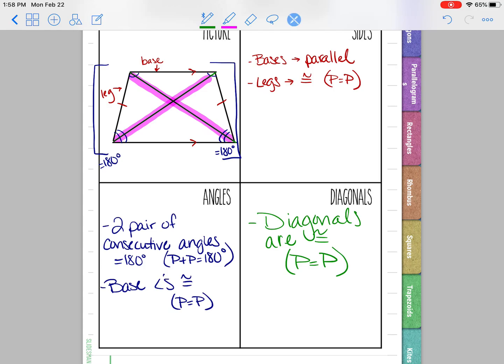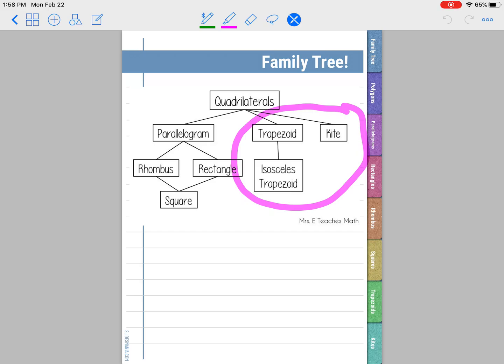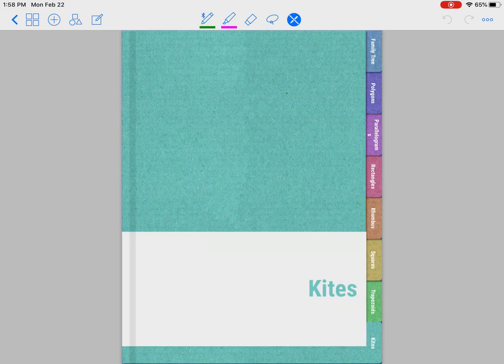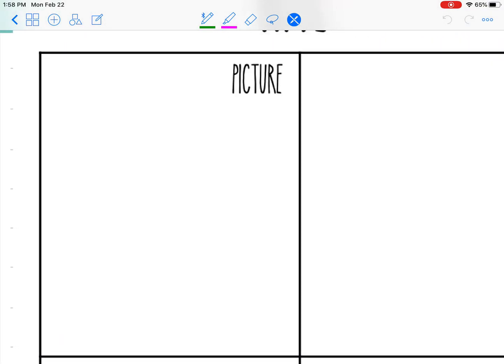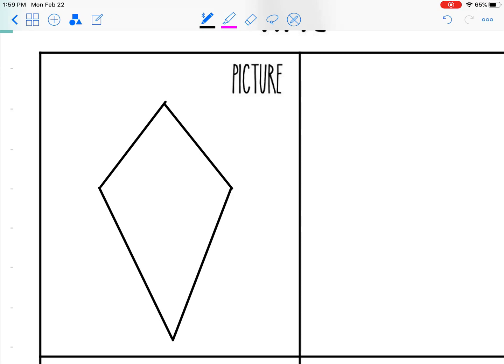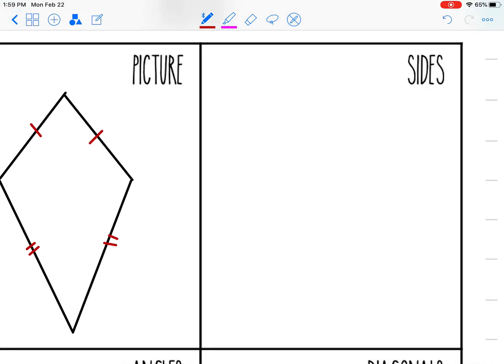Now we're going to go to the last section, kite. And remember, if we go back to our family tree, kite is separate from the parallelogram and it's separate from the trapezoid. So it has its own set of characteristics that do not relate to the other two. So go ahead and go to the last section here for kites. Let's go ahead and draw a kite. Make these two sides right here smaller than those two at the bottom. In a kite, the only characteristic we have about sides is that the consecutive sides are congruent. So these two up here are the same, and these two down here are the same. Consecutive again means they are next to each other. And again, you can set up part equals part.